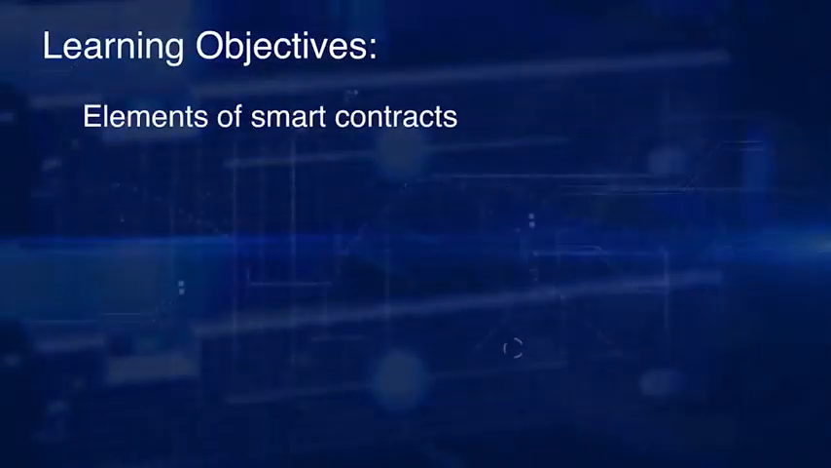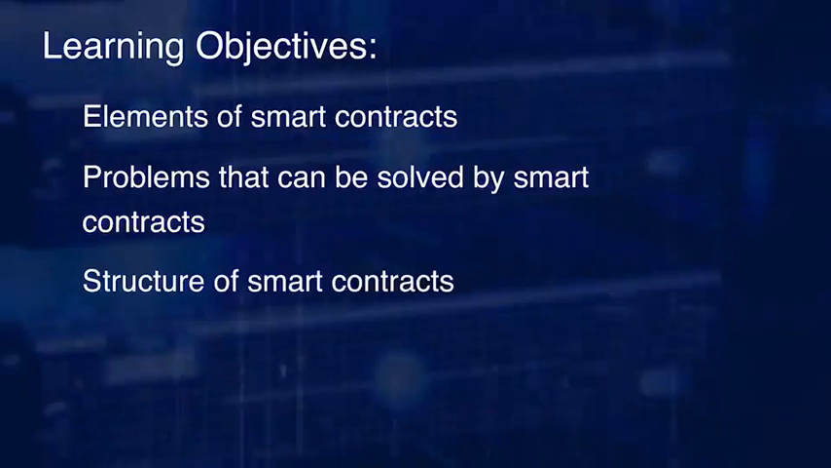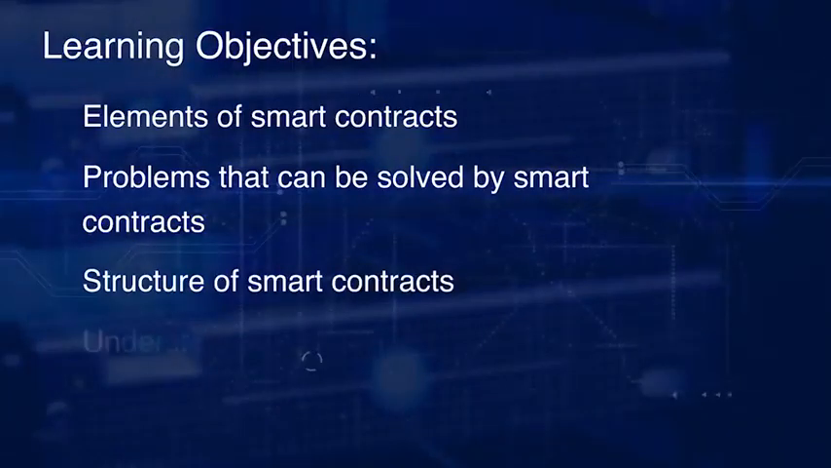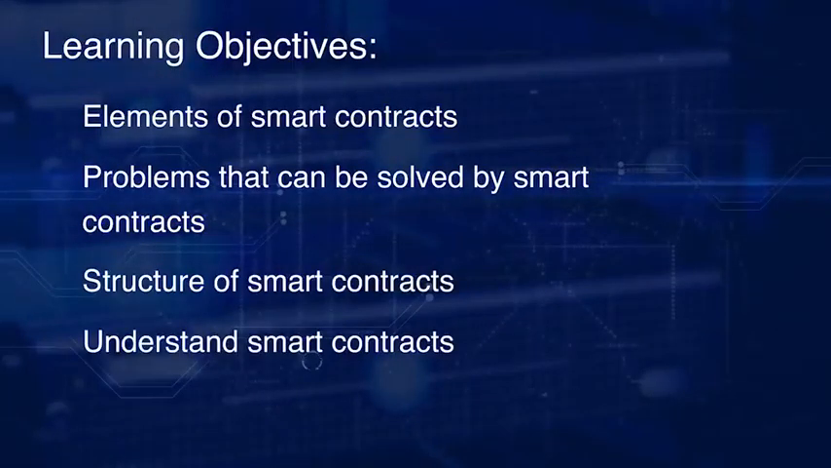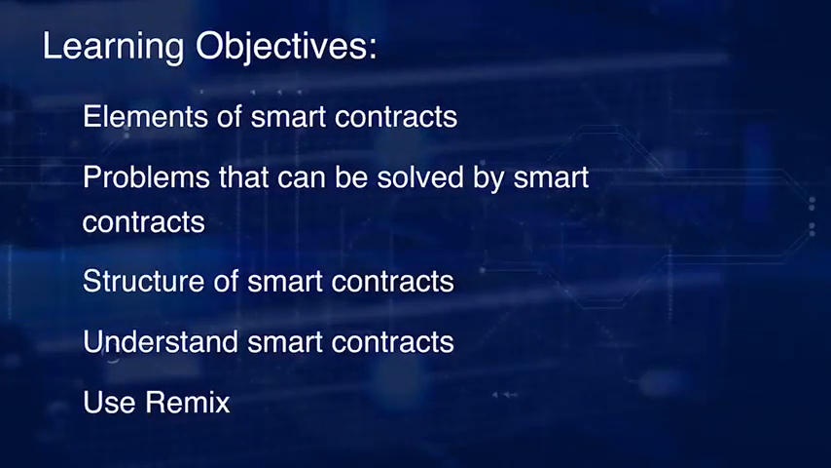On completion of this module, you will be able to explain the elements of a smart contract and explain the types of problems a smart contract can solve. Define the structure of a smart contract. Apply this knowledge to understand a real smart contract written in Solidity language. Use a web development environment Remix to invoke and interact with a smart contract.